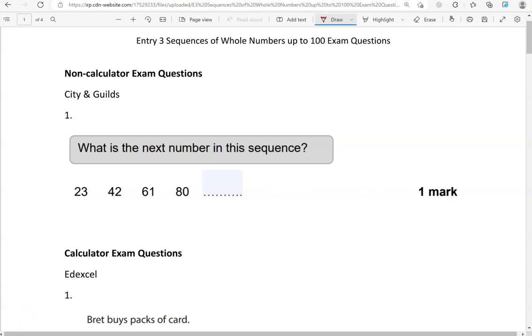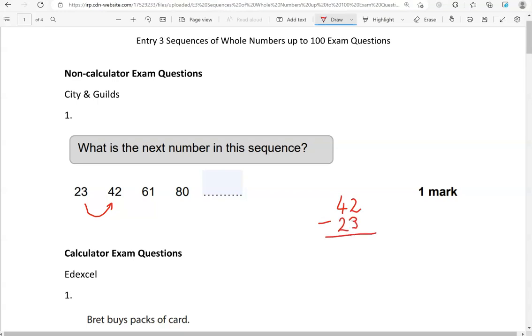What is the next number in this sequence? We've got 23, 42, 61, 80. So what comes after 80? In order to determine that, we're going to look at what we are going up by each time. So to get from 23 to 42, what are we adding? So we will do 42 take away 23.